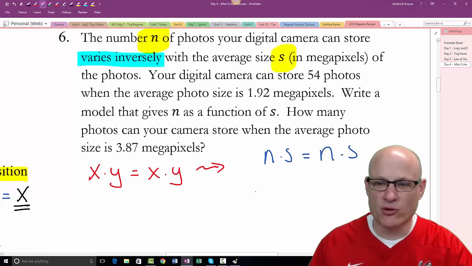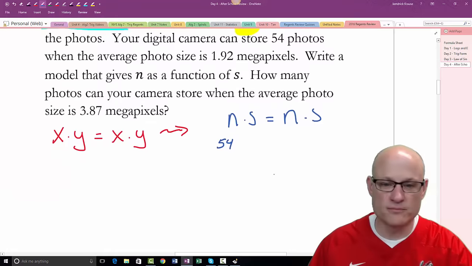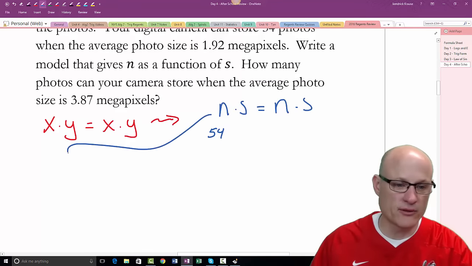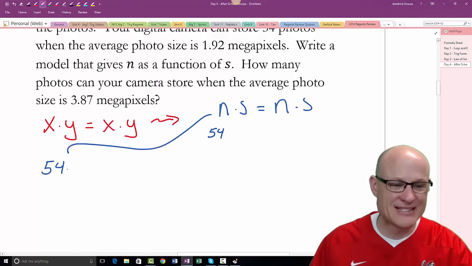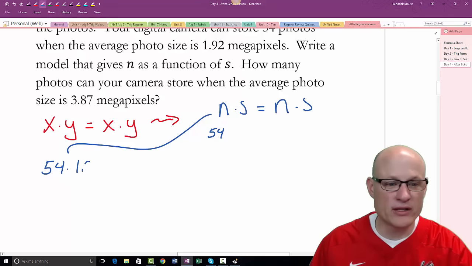So your digital camera can store 54 photos, that's the number of photos, 54. I shouldn't be writing that over there. Let me bring it back over here. 54 photos times 1.92 megapixels. We don't have to put the units on there. Is equal to... Write a model that can give n as a function of s. And the average photo's size is 3.8 meg. Oh, well, all right. N as a function of s.